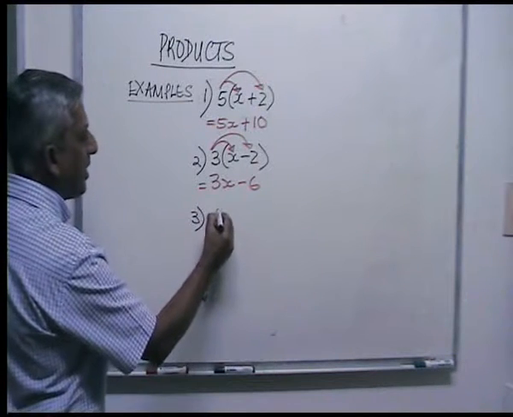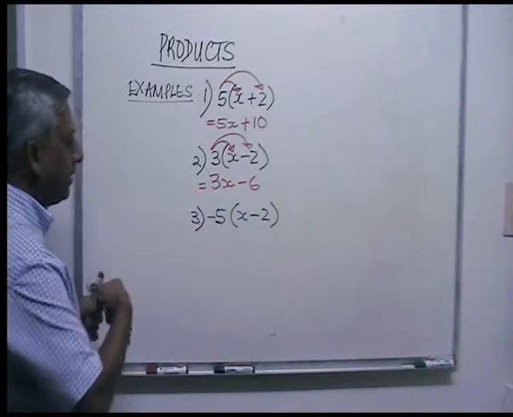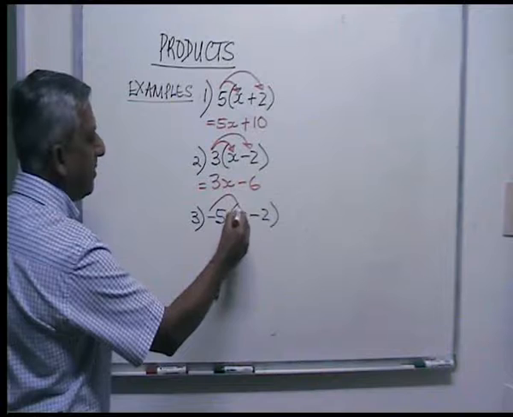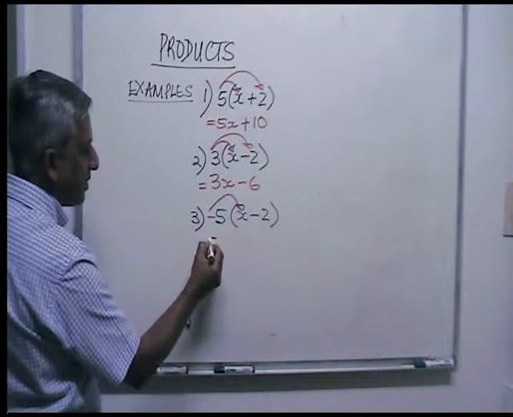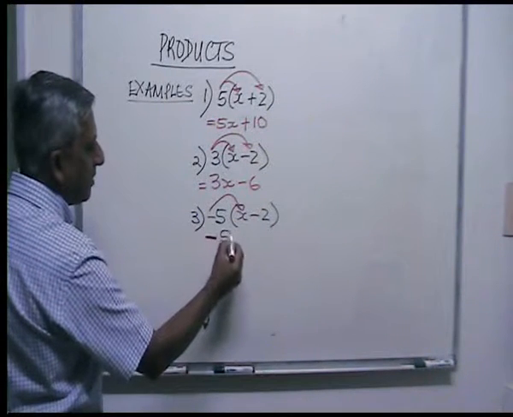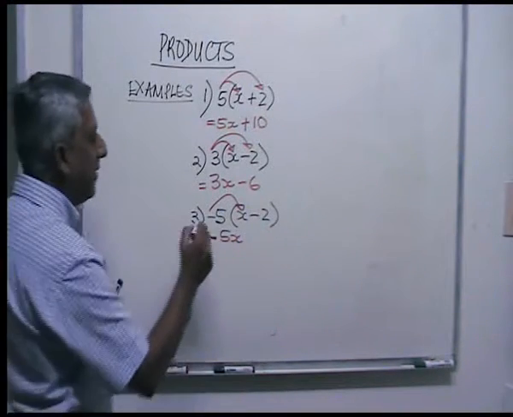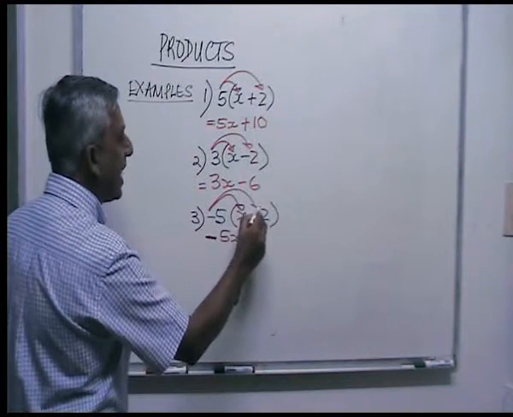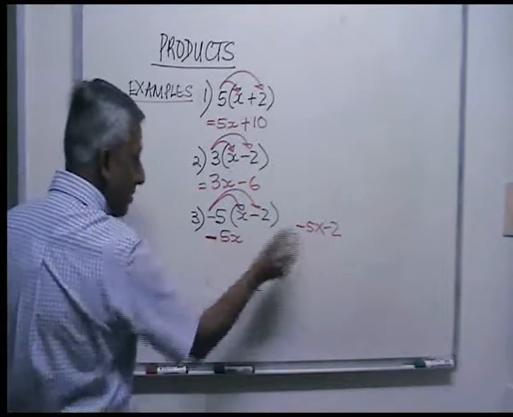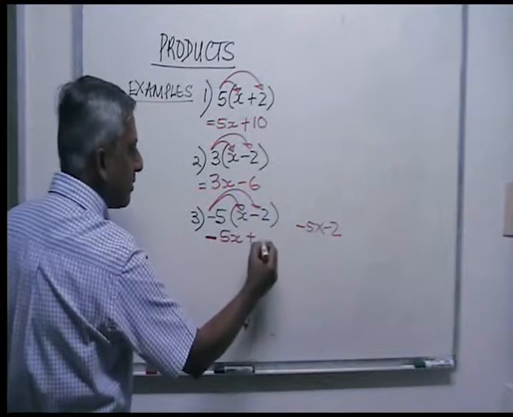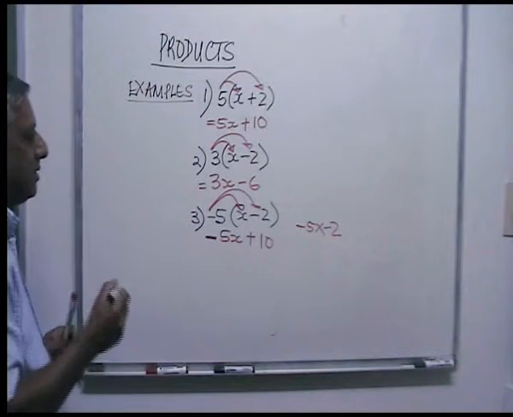If I gave you minus 5 into x minus 2, then you will say, well, a minus 5 times x, but this is minus and that's plus. So it will be minus, because minus times plus is minus. 5 times x is 5x. So you see, you've got to know these basics which we were doing earlier on. And then you're going to say minus 5 times minus 2. A minus times a minus is plus. And 5 times 2 is 10. So this answer, or the product, is minus 5x plus 10.